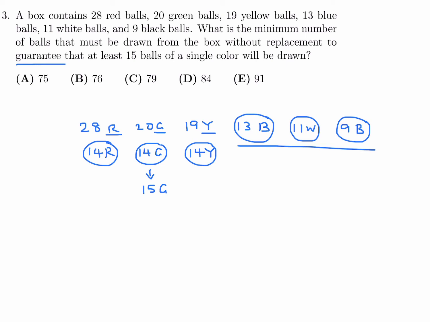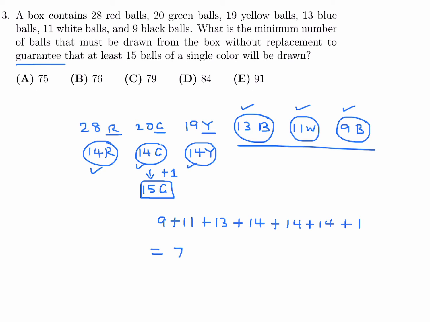So I've got to add up these numbers: 9, 11, 13, 14, 14, 14, and then that additional one ball that brings it up to 15. So 9 plus 11 plus 13 plus 14 plus 14 plus 14, and then plus that one final ball to bring at least one color up to 15. And when you add up those numbers, it's 76. So number 3, the answer is B.